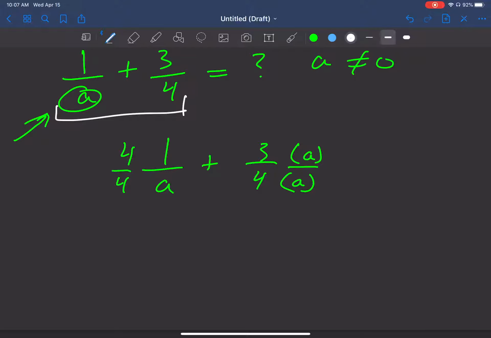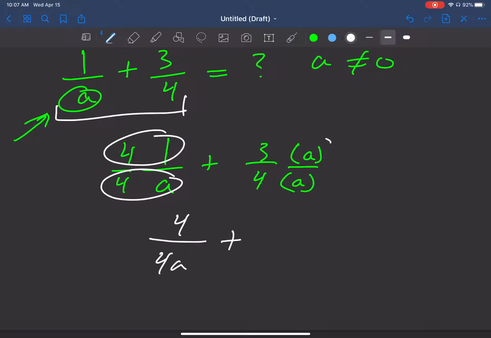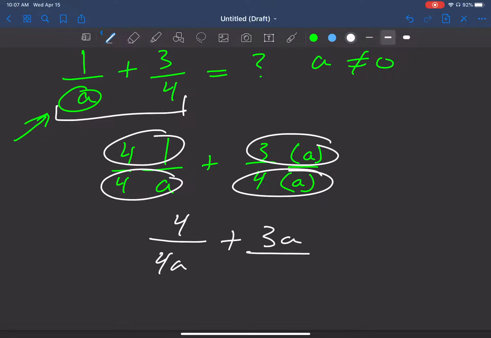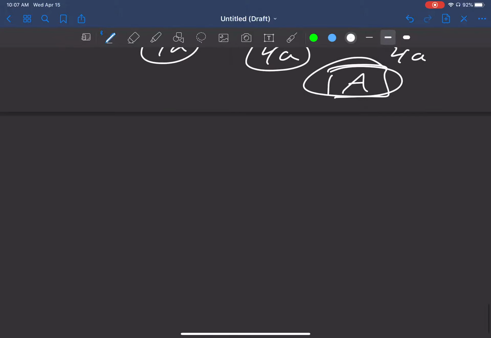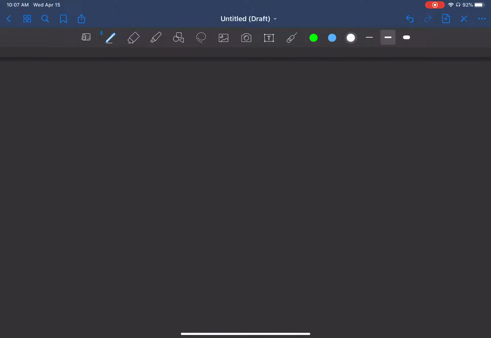So now we just multiply here. 4 times 1 is 4, 4 times A is 4A, because again, to add fractions, you want to get the same base. 3 times A is 3A, 4 times A is 4A, right? So now you have the same base here and here, so you just add these two numbers, and you'll get 4 plus 3A over 4A. And this is equal to A. This is the answer you should have gotten, it was A. Okay, now let's look at another one.